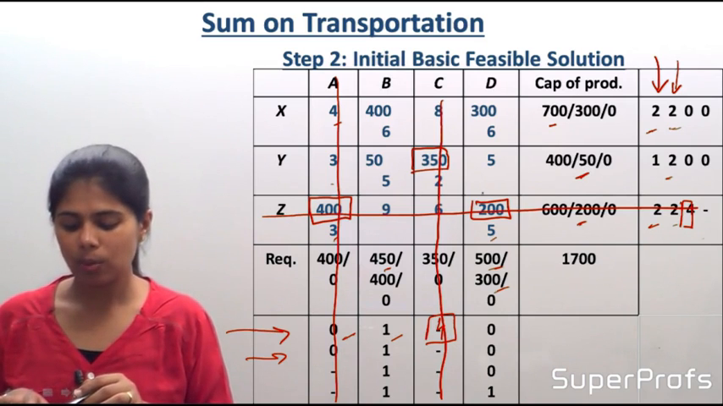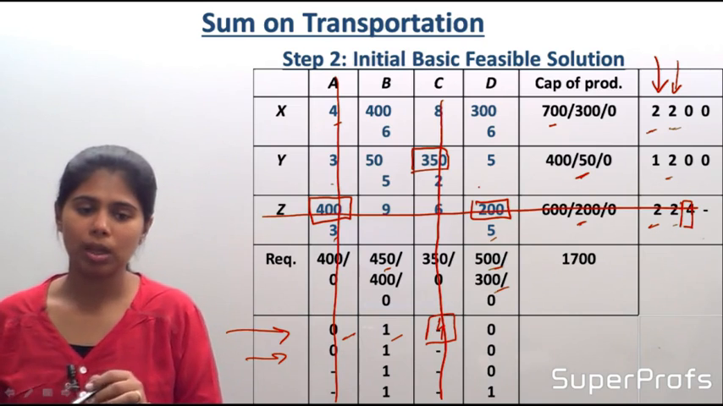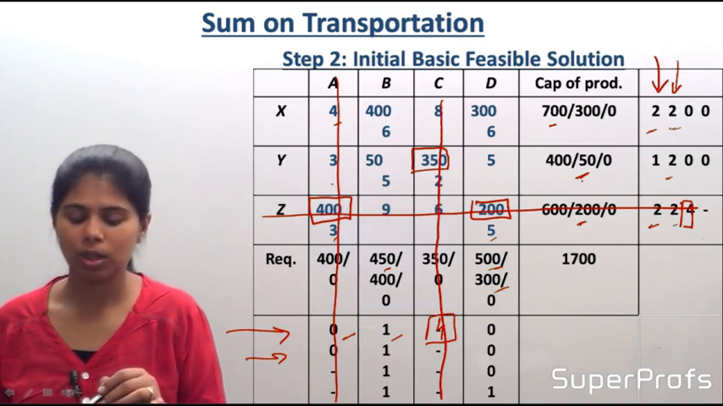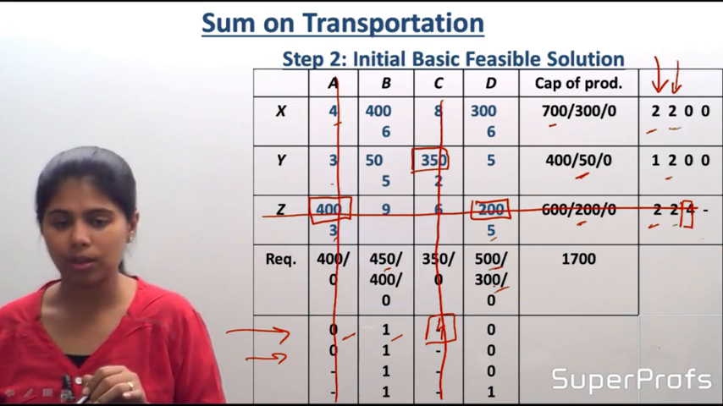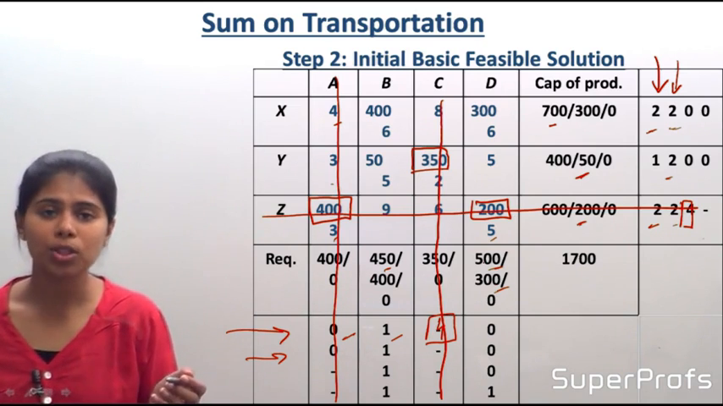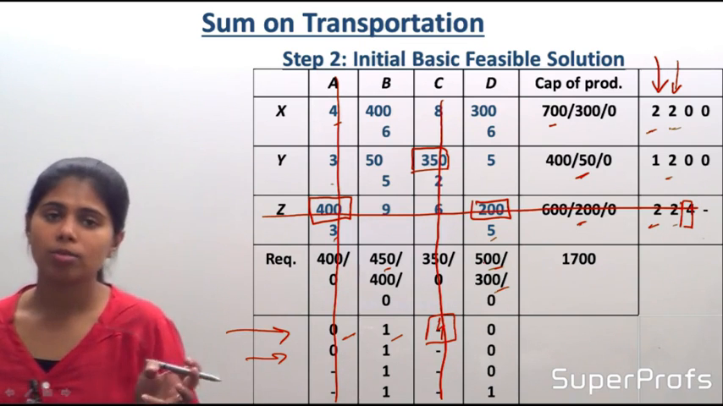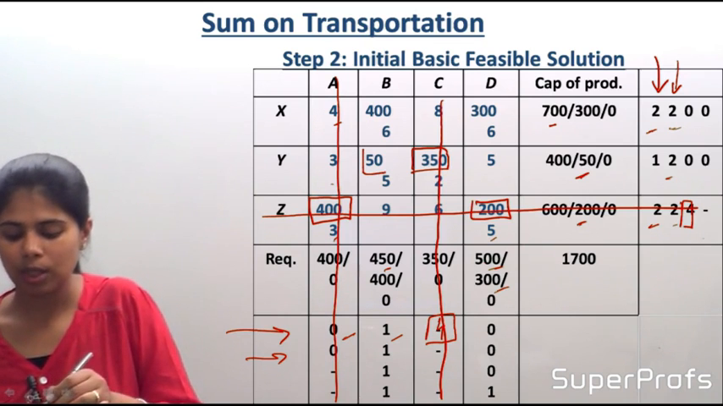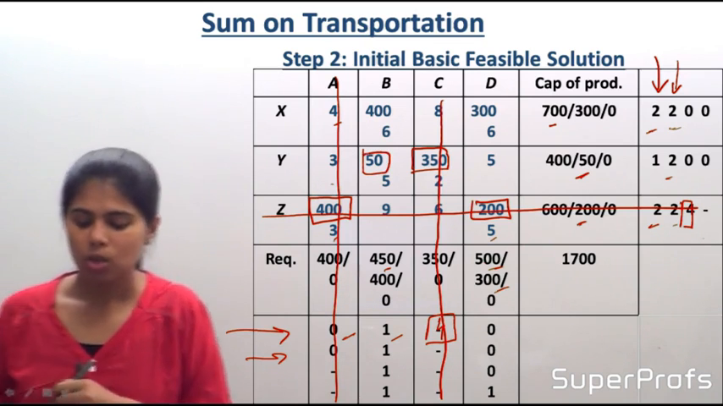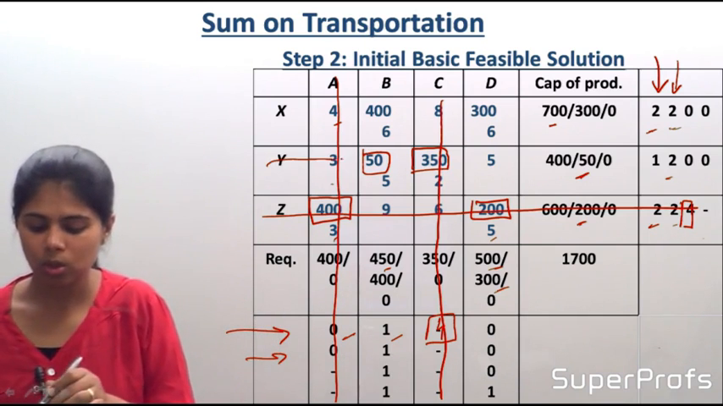Now I have to see what is the maximum possible allocation. In both of them only 50 is possible because over here I have 50. Here although I have 450, here I have 300, there is no other option. I cannot allocate more than 50 in either of the two cells. So I have to make an arbitrary selection. I select this and I allocate 50 over here. Now I'm left with nothing on this row as well, so this is also exhausted.